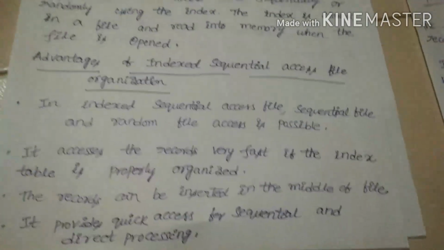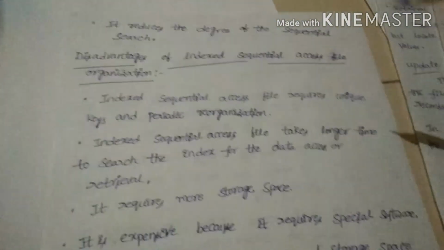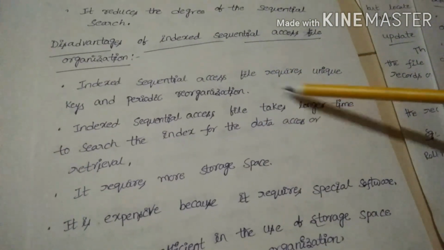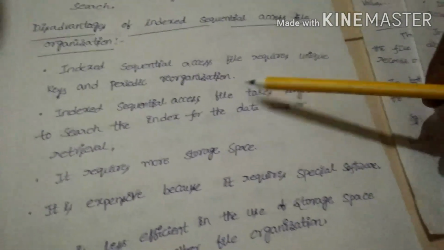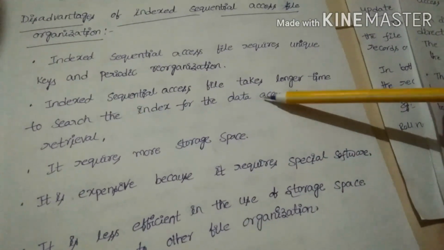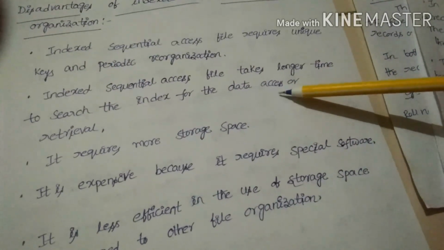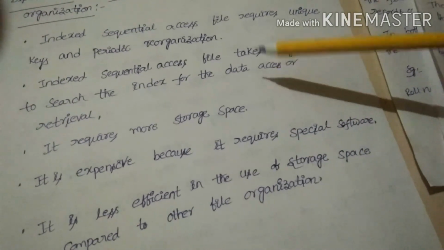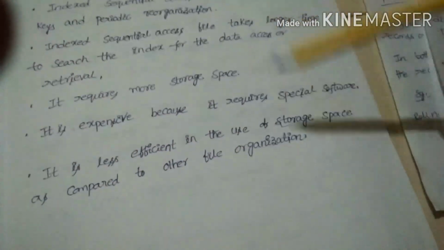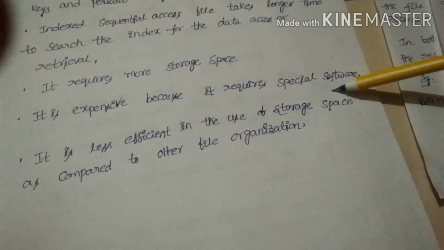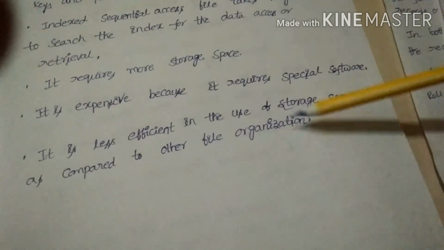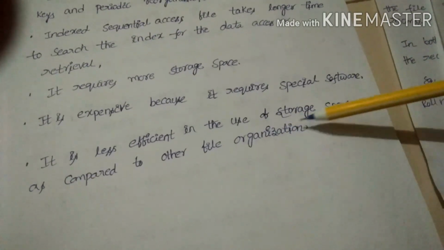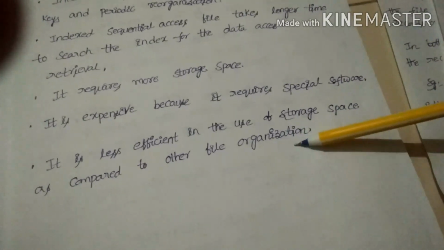Next, what are the disadvantages of indexed sequential access file? This file requires unique keys and periodic reorganization. This access file takes longer to search the index for data access or retrieval. It requires more storage space. It is expensive because it requires special software. Next, it is less efficient in the use of storage space as compared to other file organizations.